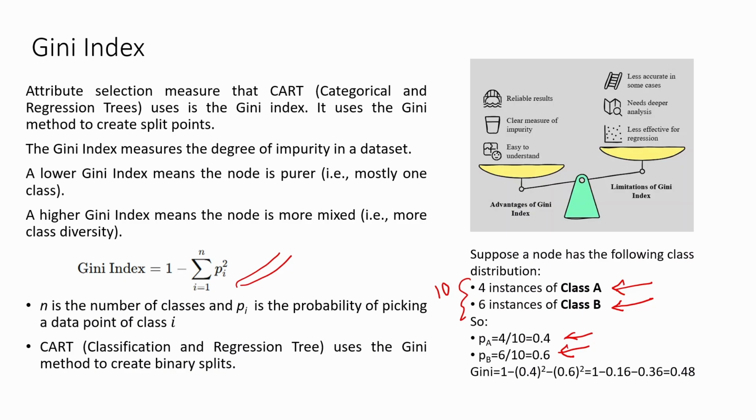Now you can substitute in the formula for the Gini index. So what is that? It is 1 minus the summation of the squared probability of each class. So 1 minus, if I take the minus outside, I can say 0.4 squared plus 0.6 squared. That is what the summation is. When you calculate this, you will get the answer 0.48. So this is the Gini index for that particular node, you can see.